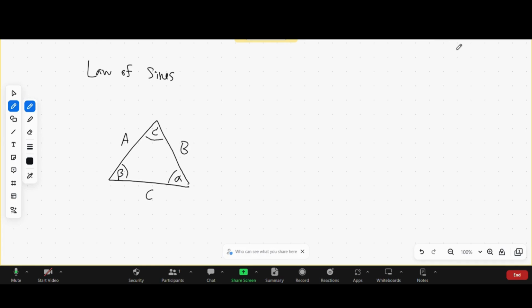What the law of sines states is that the ratio of the sine of the angle to its corresponding side is the same for all three sides on the triangle. So put that in writing here. The sine of alpha over A is equal to the sine of beta over B, which is also equal to the sine of our little c here over capital C. So any pair of these is equal to any other pair.